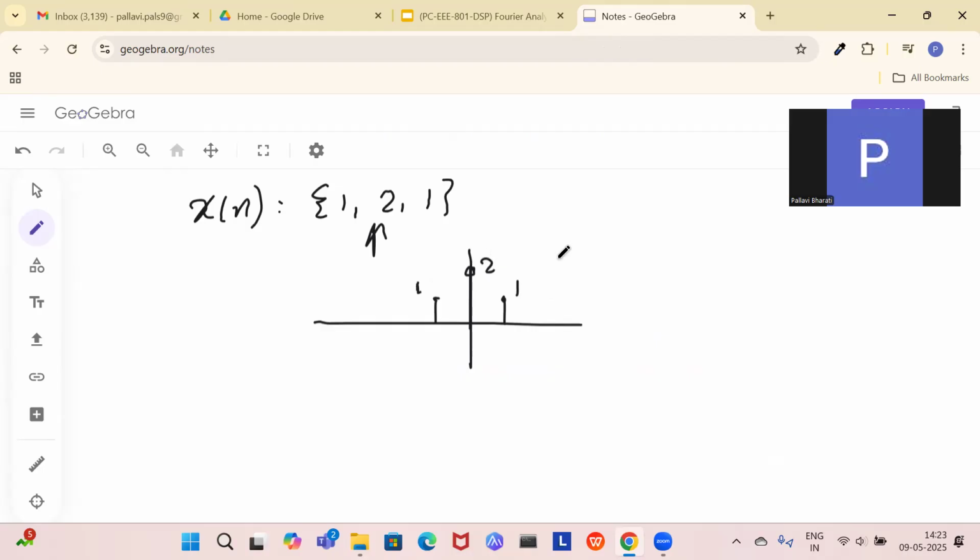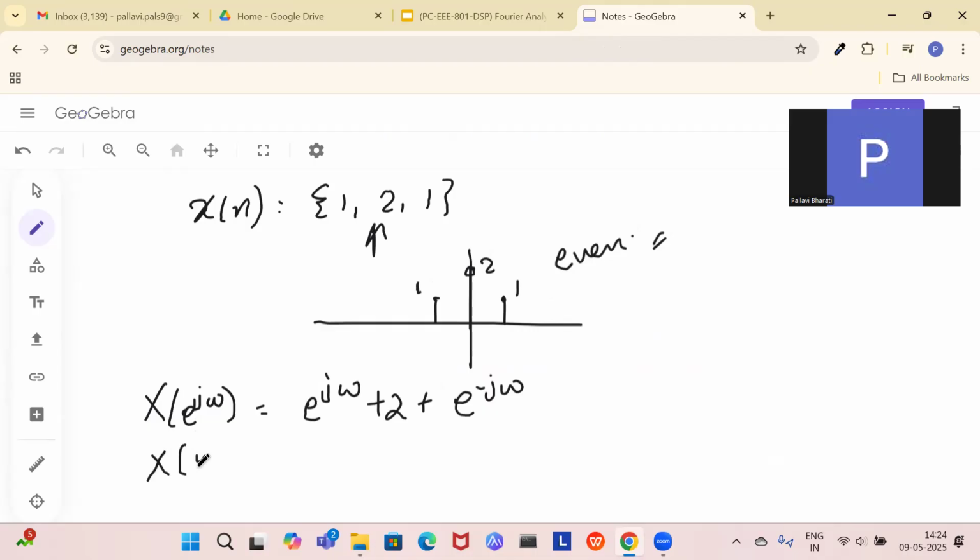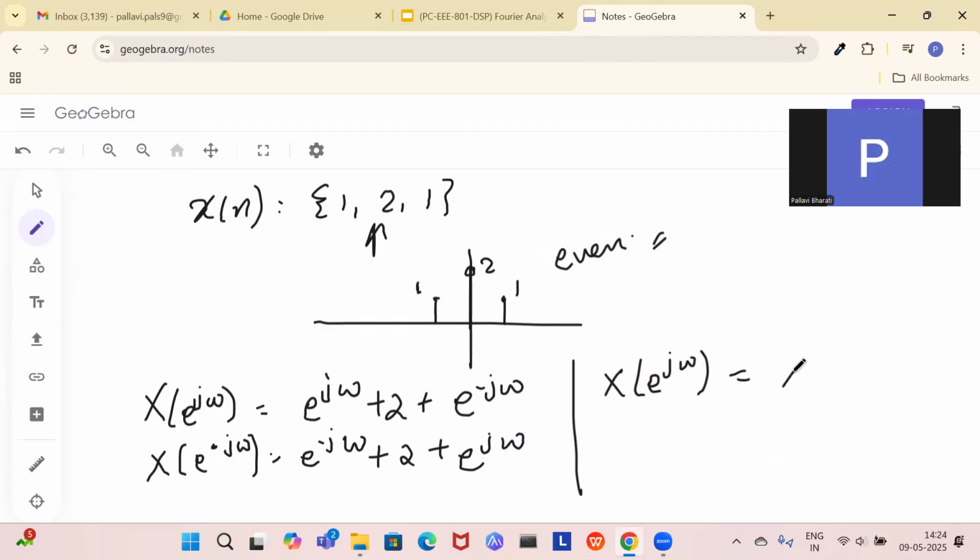So what you see over here is the signal is even, right? As you know now, for this even signal, the X of e j omega will be real. Now let us just check it. If you do the X of e j omega, we have actually already done it. So it has come out to be what? e to the power j omega plus 2 plus e to the power minus j omega. Now if you take e to the power minus j omega for this, what will you get? e to the power minus j omega plus 2 plus e to the power j omega. So basically what you are getting is X of e j omega is equal to X of e to the power of minus j omega. So this signal is even. So for the real part, if you change plus j to minus j, then again the same thing is going to happen. So this signal is both real and even.